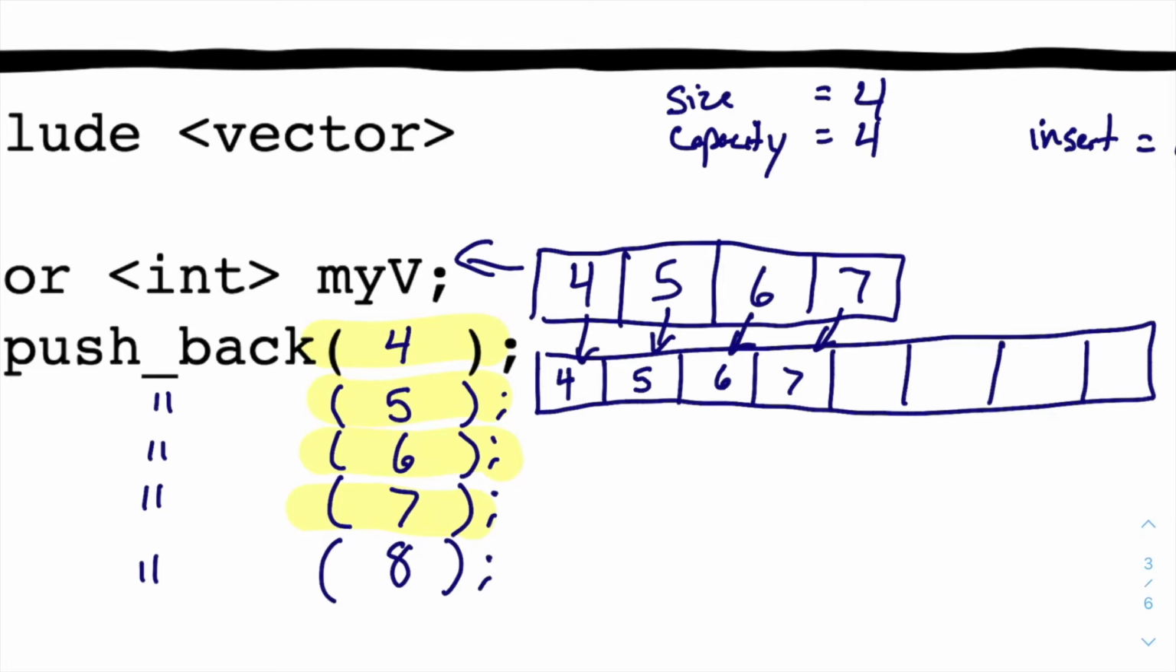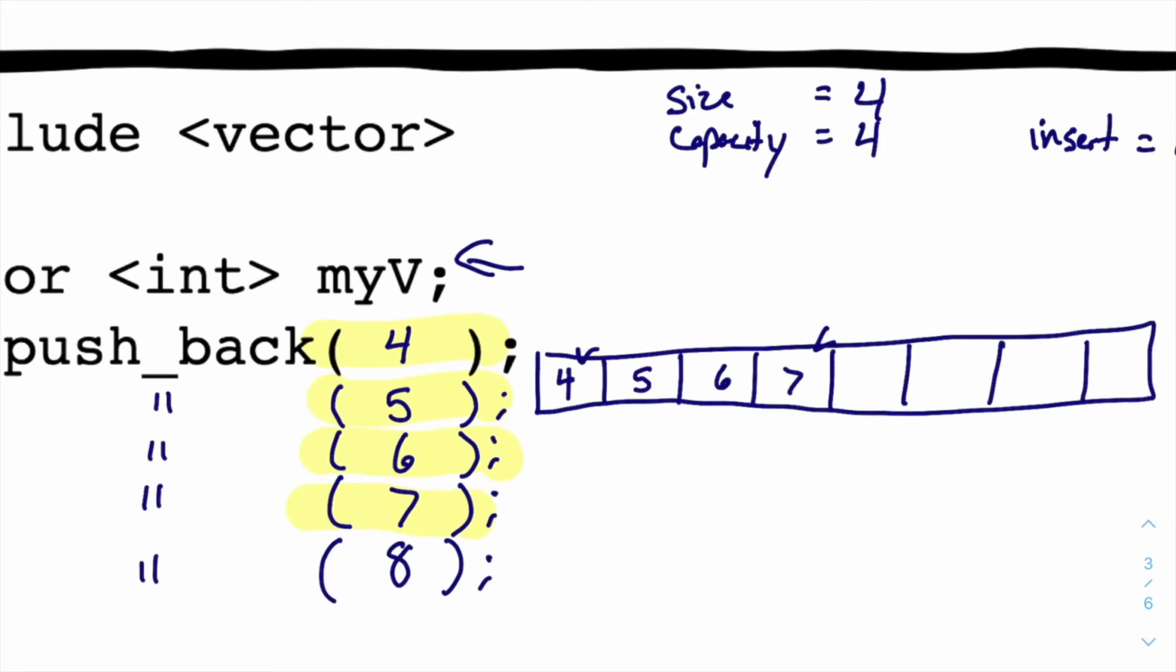So every time you have to copy all the values over, that's an O(n) operation. Every time that you have to just insert into a position that is available, then that would be O(1).